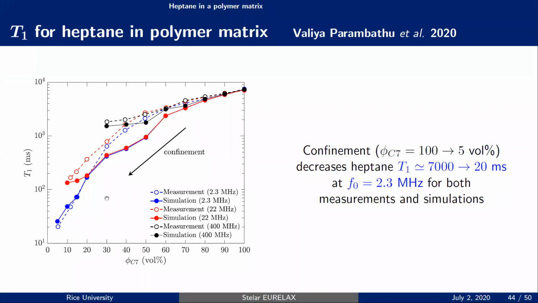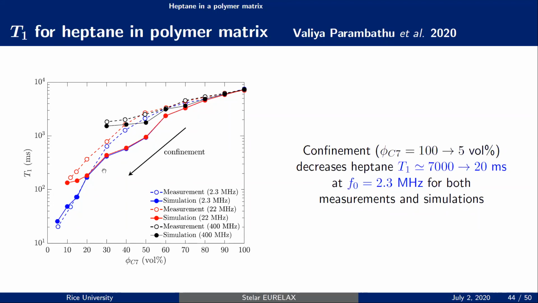And just to emphasize to you, the T1 changes has a fairly broad range from 7,000 to 20 milliseconds. And this analysis was done at 2.3 megahertz. And the simulations were also analyzed at 2.3 megahertz.